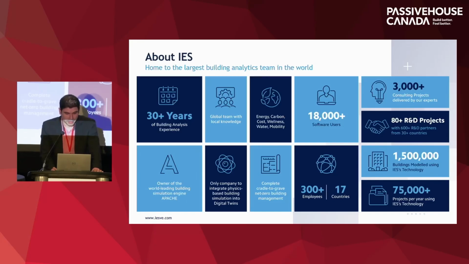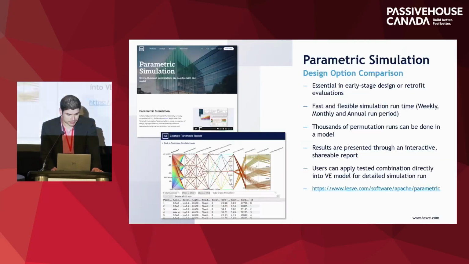We have helped in more than 3,000 consulting projects, and currently we have more than 18,000 software users around the world. Good fact about our software is that currently more than 1.5 million buildings in the world have been modeled using our technology. So I thought it was nice to mention. In addition to that, the engine that we use for simulation is proprietary. We are owners of the world-leading building simulation engine, Apache, and that's the one that we use to process all the dynamic simulations in our software.